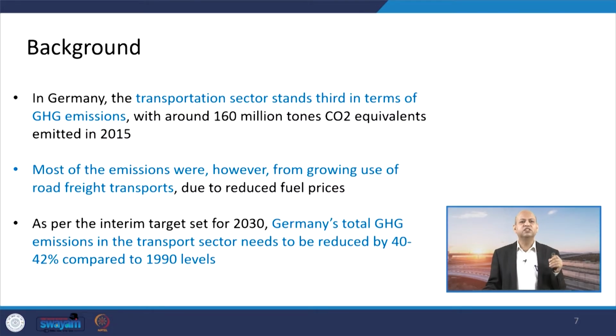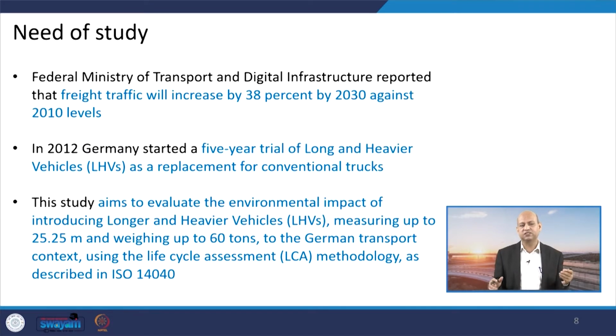So, as per the interim target set for 2030, the total greenhouse gas emissions in the transport sector need to be reduced by 40 to 42% compared to the 1990 level. So, that is the target. It is a big target, so a lot of interventions are needed.